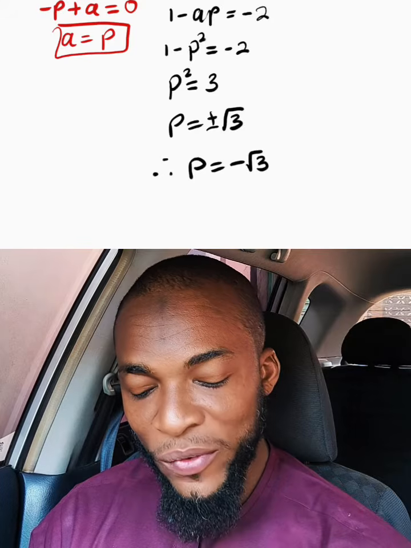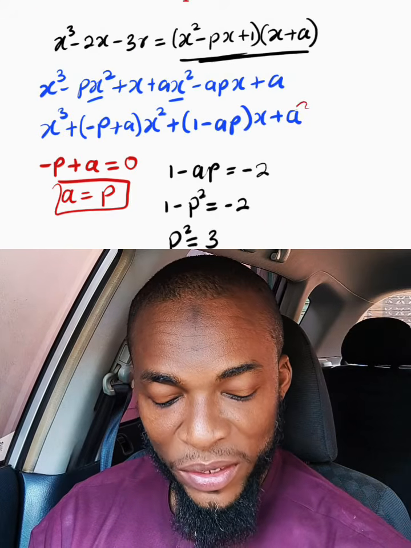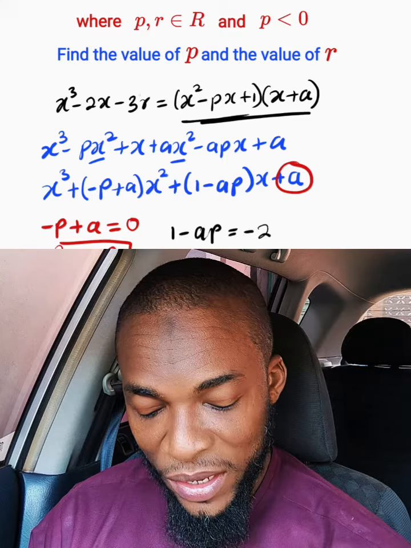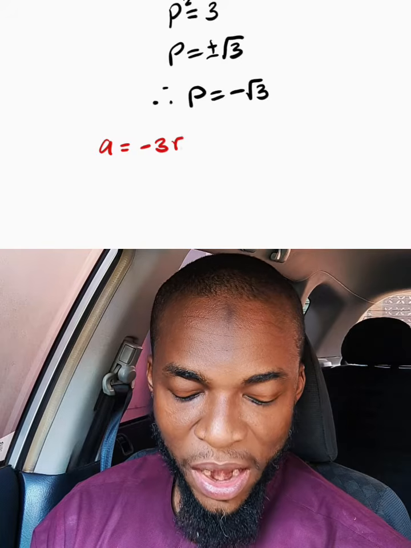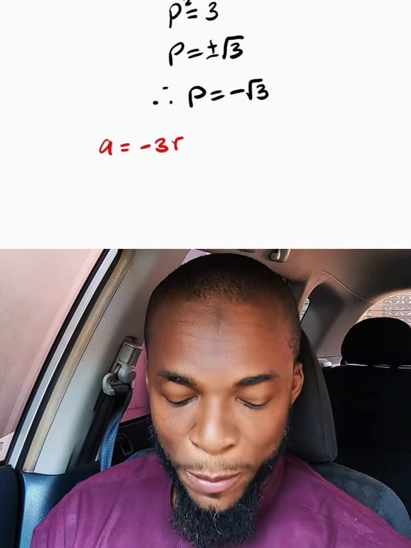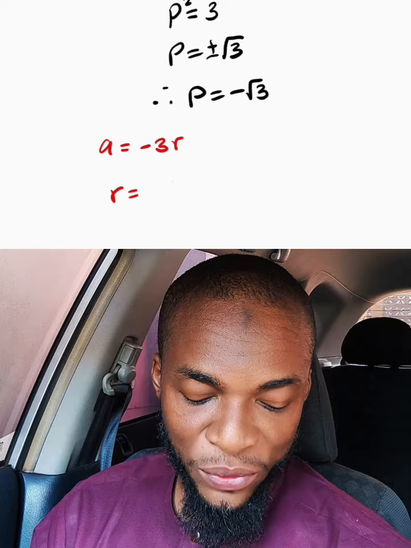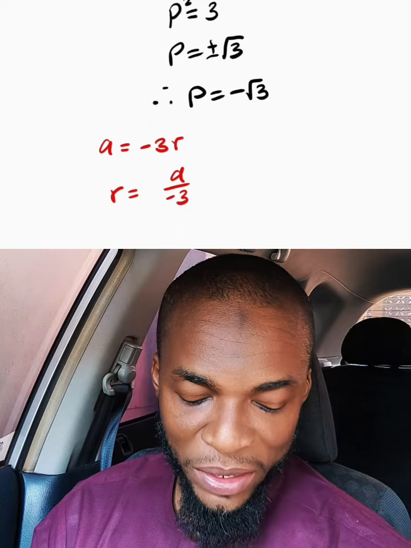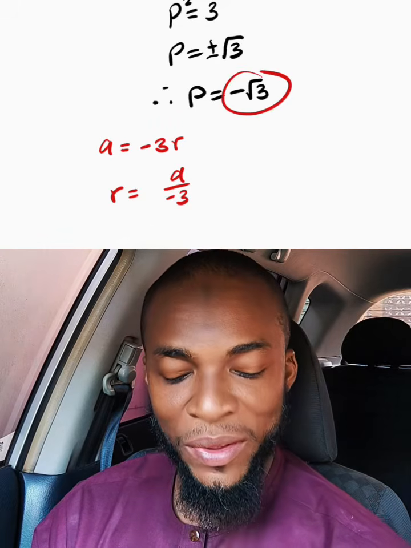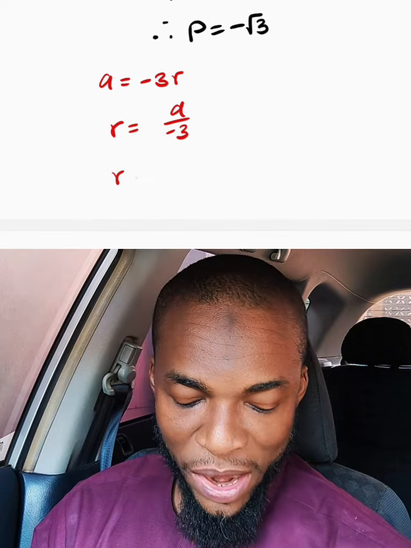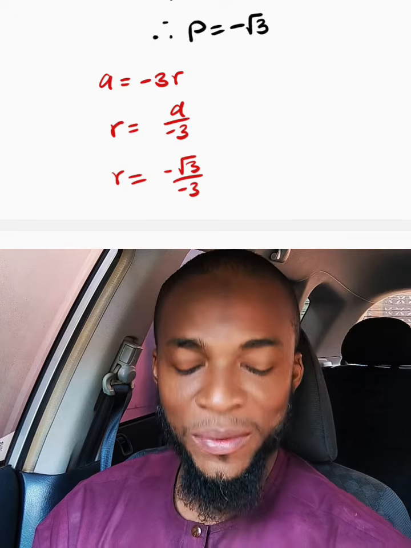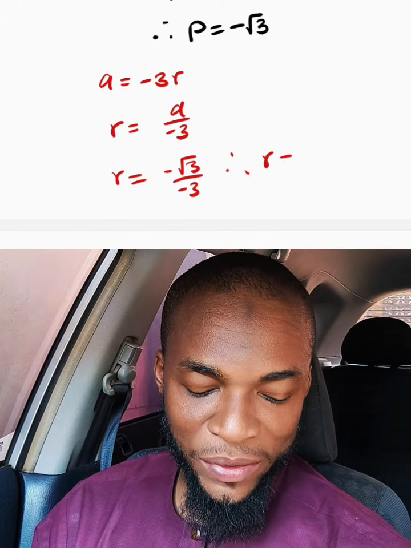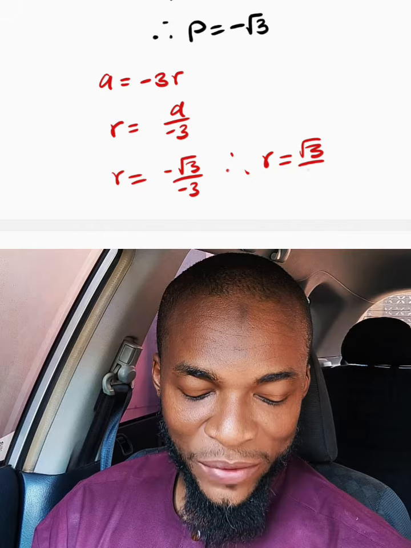Then again, we need to find the value of r. So what is the constant? The constant here is a, and the constant here is −3r. Therefore, a is equal to −3r, but we are looking for r. So r alone will be equal to a divided by −3. But a is p, and p is −√3. Therefore, r is equal to −√3 divided by −3. The negatives will cancel. Therefore, r is equal to √3 divided by 3.